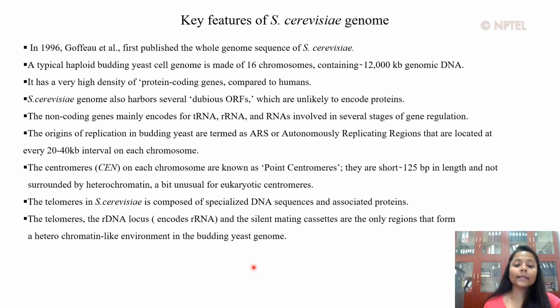Now in this slide, I have introduced you all to a new term called silent mating cassettes. So what is this silent mating cassette? To understand that, let's first understand what are the different mating types in Saccharomyces cerevisiae.